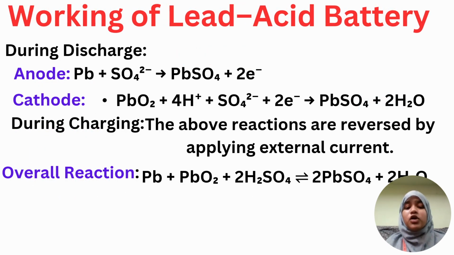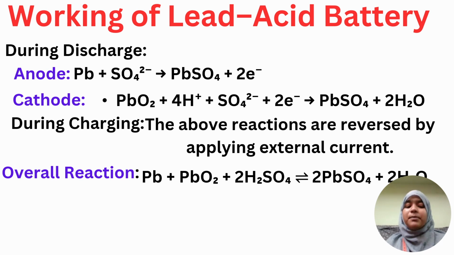Now, working of the lead acid battery. Here during discharge, both lead oxide and sponge lead electrodes react with the sulfuric acid electrolyte to form lead sulfate. This process generates a current through the external circuit. During recharge, an external voltage is applied, reversing the reaction and converting the lead sulfate back into lead, lead dioxide and sulfuric acid, stored as chemical energy.